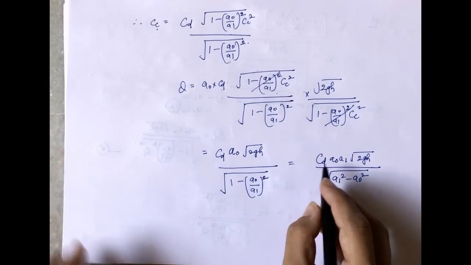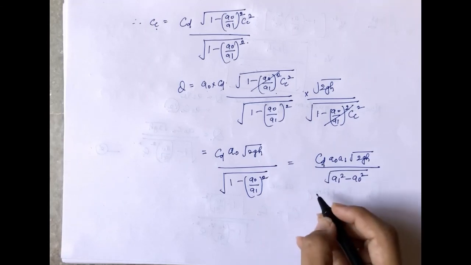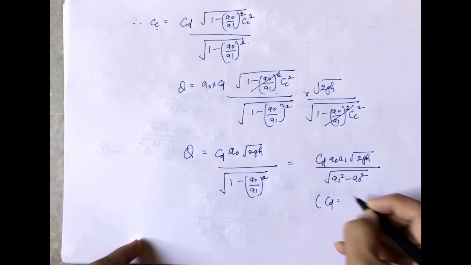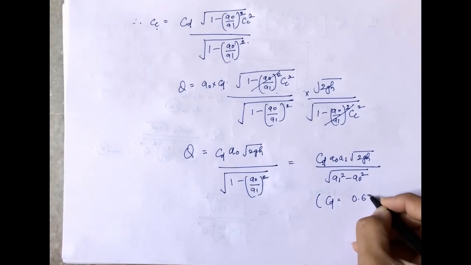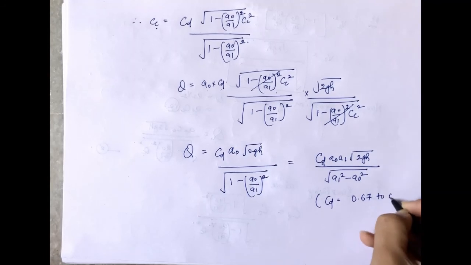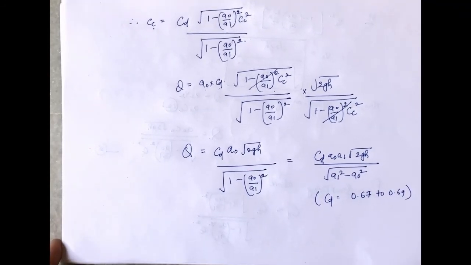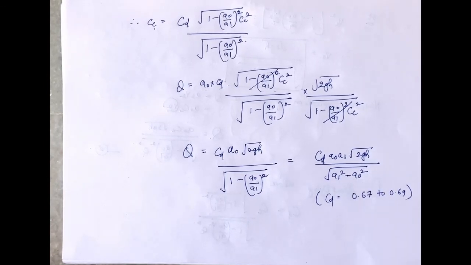And Cd is the coefficient of discharge for the orifice meter, whose value generally lies between 0.67 to 0.69. So this is the value of the coefficient of discharge, and this is the equation of discharge for the orifice meter.